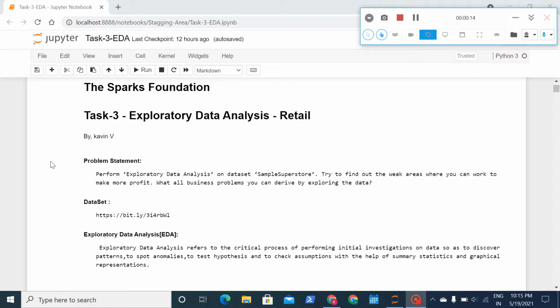My problem statement is to perform exploratory data analysis on the dataset sample superstore. Try to find out the weak areas where you can work to make more profit. What are all the business problems you can derive by exploring the data? That is, we have to find out the weak areas where the company can work to make more profit. Also, what are all the business problems that we can derive by exploring the data?